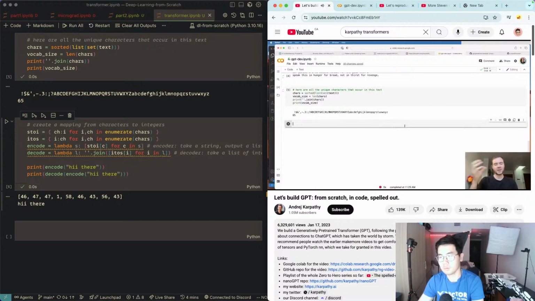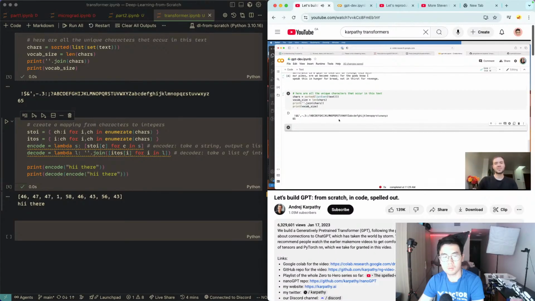Okay, so next we would like to develop some strategy to tokenize the input text. Now, when people say tokenize, they mean convert the raw text as a string to some sequence of integers according to some vocabulary of possible elements. So as an example, here we are going to be building a character level language model. So we're simply going to be translating individual characters into integers.